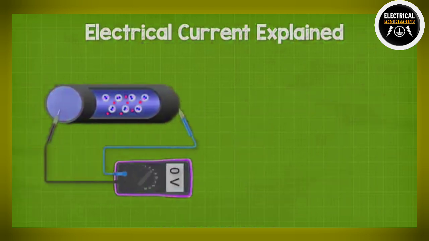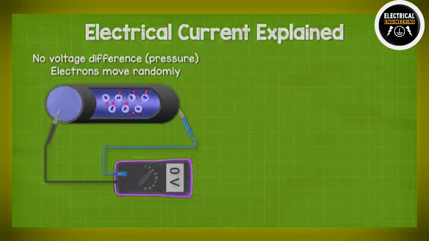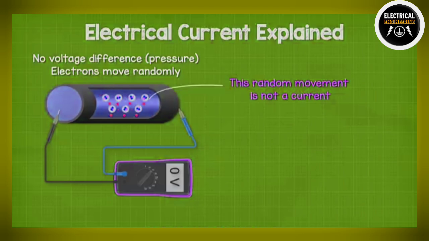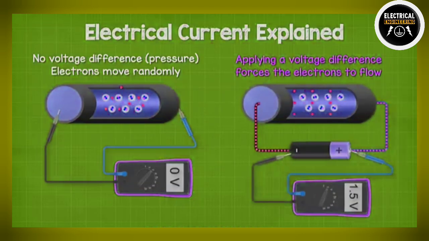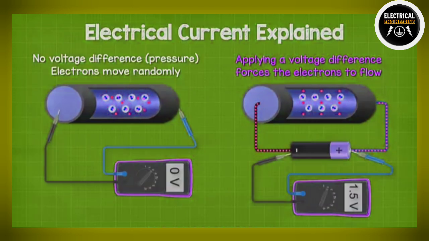If we take a copper wire, there is no voltage difference between the two ends, so the free electrons move around randomly. This random movement is not considered a current. But if we take a battery of, say, 1.5 volts, and connect the wire across the two terminals, then there is now a difference of 1.5 volts across the wire, and this difference is going to force the electrons to flow in the same direction.